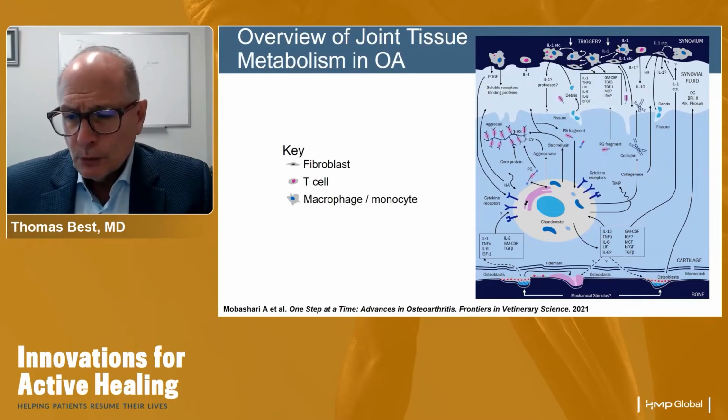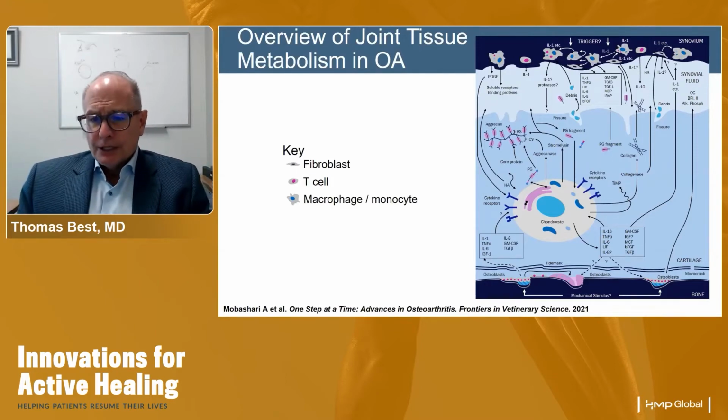So for those who are interested, this is a very nice article that was just published in the Frontiers of Veterinary Medicine. As many of you may know, a lot of what we understand from articular cartilage and osteoarthritis actually comes from the veterinary medicine literature, where a lot of the basic science that we've learned today has really been done in animal research. So this is a very timely publication. It just came out a couple months ago.